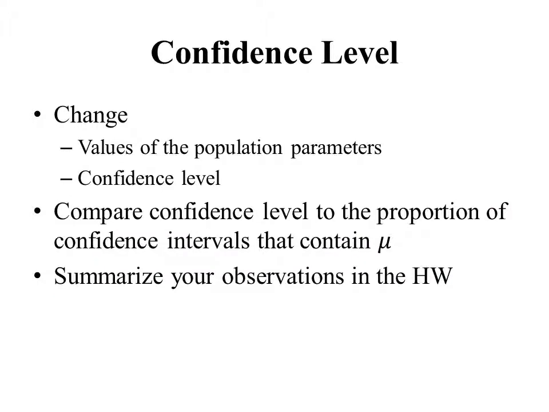And so now we're going to let you play with this simulation a little bit. On your own, change the values of the parameters, meaning change mu, change sigma, change the confidence level. Each time hit the F9 key several times. And each time compare the confidence level to the proportion of confidence intervals that contain the true value of mu. So compare that confidence level to that number in the green cell and just look at what you observe.